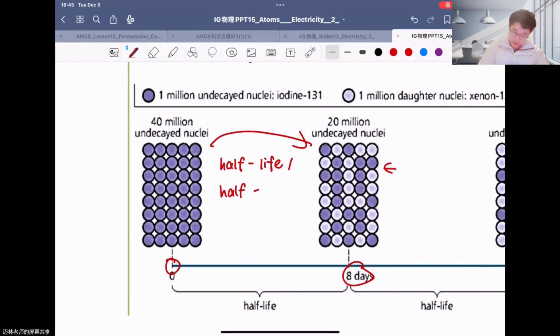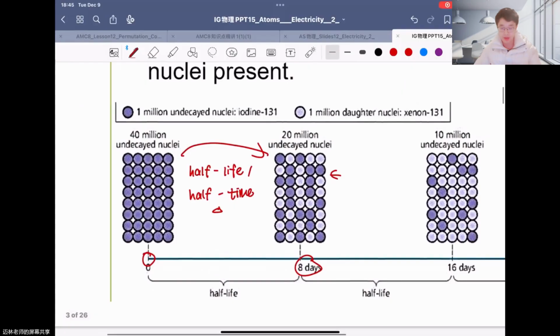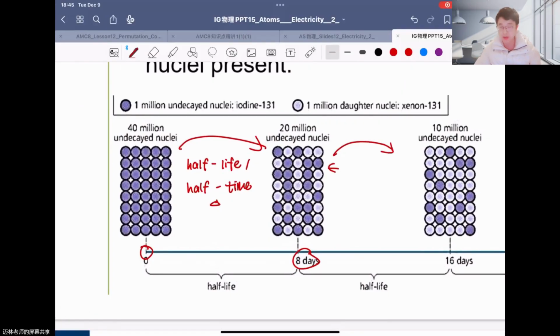For unstable atoms, after the half-life, the number of them turns into half. Also, there's a very interesting phenomenon. After one half-life, it goes from 40 million to 20 million, and after another half-life, from 20 million to 10 million. So it's a constant time taken for the total system.